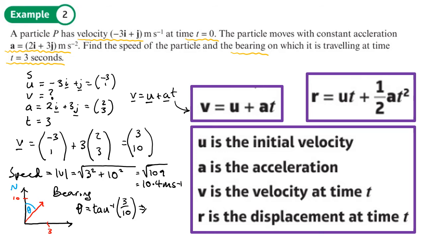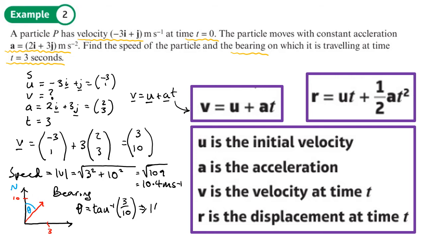So I need to make sure I am in degrees on my calculator. So shift menu, angle unit, degree. And now I'm going to do tan inverse 3 over 10, and I get 16.699. Normally we would give any angle answer to 1 decimal place, so 16.7.